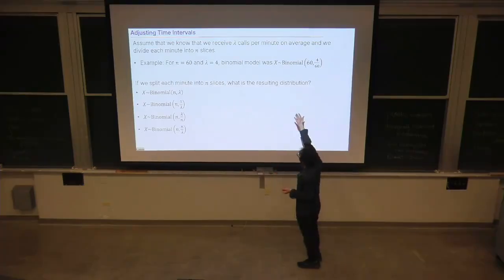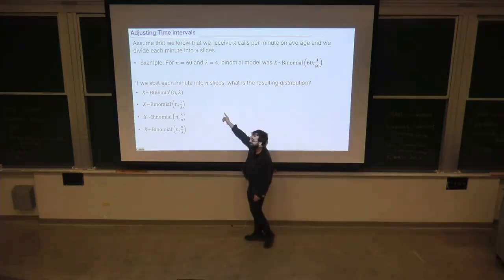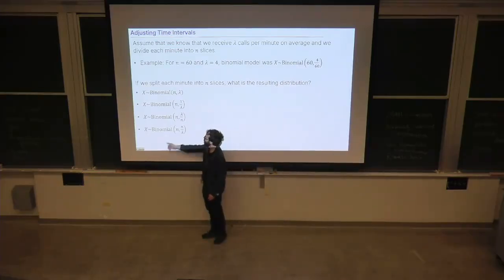Okay, so earlier we said if we did 60 time slices and lambda was 4 calls per minute, then the model was binomial with n equals 60, p equals 4/60. If we now go to n slices, which one do we get?